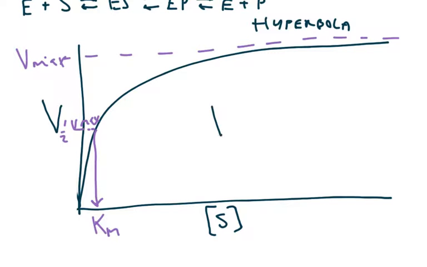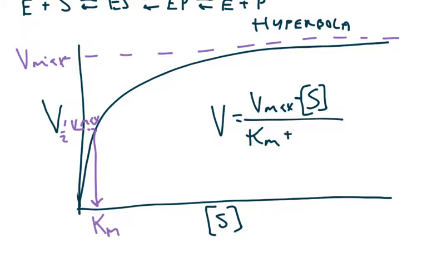We can also express this graph mathematically. We can say that reaction velocity is equal to Vmax times substrate concentration divided by Km plus substrate concentration. This is the equation that makes the curve shown.